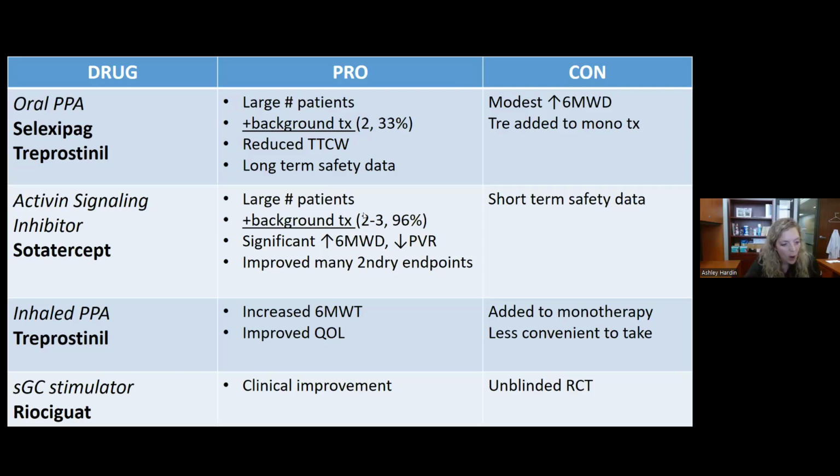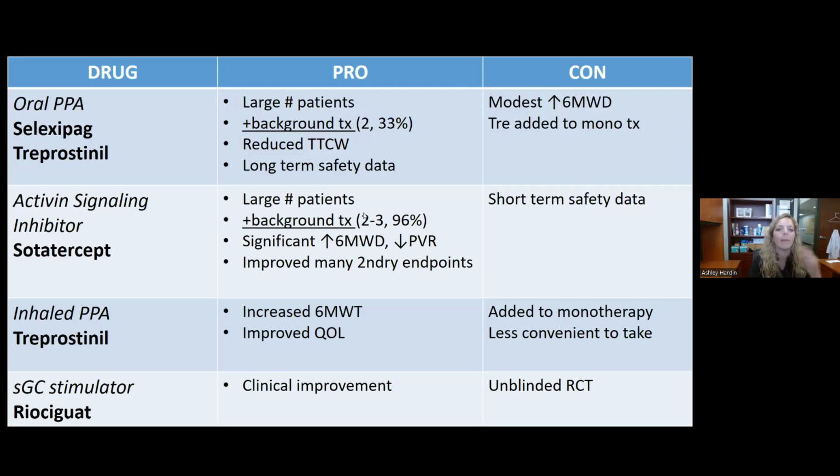And then riociguat, the soluble guanylate cyclase stimulator, it's probably just a stronger drug that increases the availability of nitric oxide. You would substitute it for tadalafil, sildenafil, your PDE5 inhibitors. You don't use them together. There was a study that showed clinical improvement in these patients, but it was an unblinded randomized clinical trial.